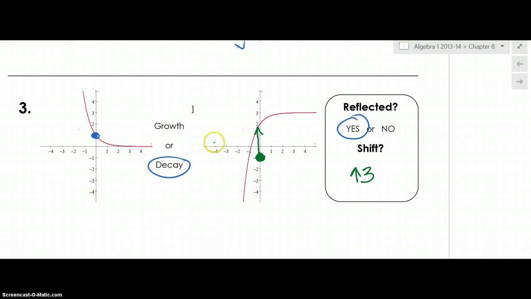If you shift your x-axis up 3 units as well, you can check to see if your answer is correct. Would this point now be negative 1? Yes.